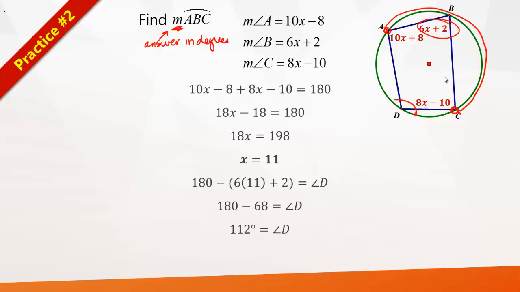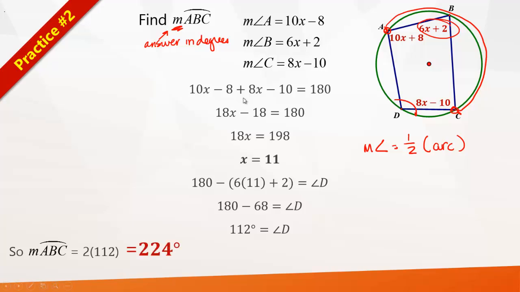And if you remember, when we're talking about an inscribed angle, the measure of the angle equals half the measure of the arc. So that would mean that twice the angle measure would equal the arc measure, which is what we're trying to find. So that gives us an arc measure of 224, and that's it.